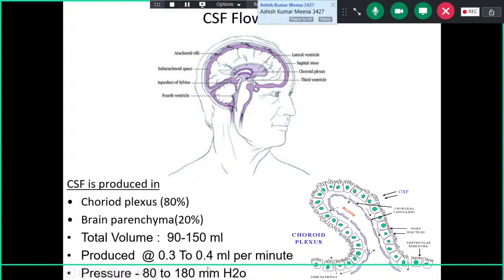It's 0.3 to 0.4 ml per minute. CSF is produced by the ependymal cells of the choroid plexus as well as the parenchyma. We also have to understand the pressure inside the subarachnoid space. The pressure within the subarachnoid space, the CSF space, because that is continuous with the lumbar spinal cord, is 80 to 180 millimeters of water. You must remember 80 to 100 millimeters of water.